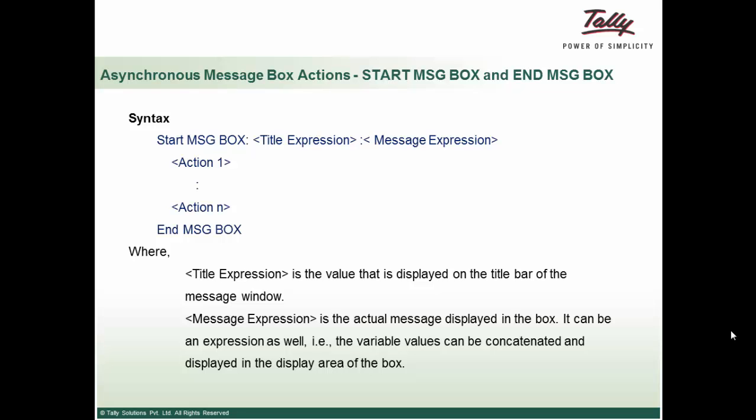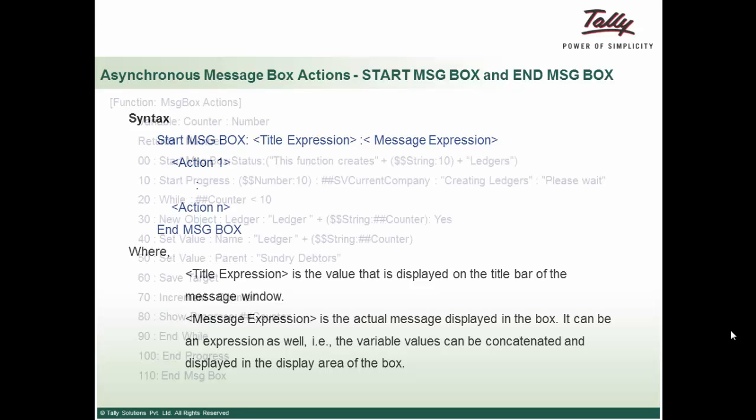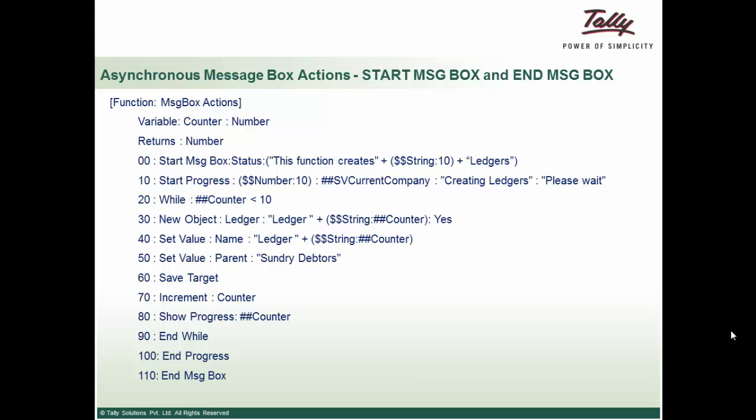So this is how it goes: start message box, title, message expression, the list of actions you want, and end message. So you can show that this function is creating some ledgers. You can start your progress, so that nobody disturbs the process. Although the progress bar is going on, you can continuously show the message that the function has created 10 ledgers, and you can keep flashing that on your screen that there are ledgers being created. Until the end message is received, it will continue to do this job.